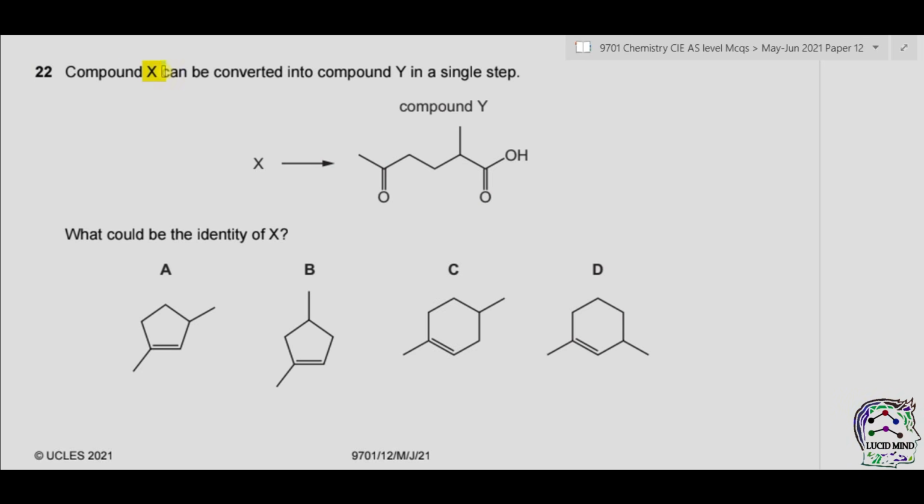Question 22. Compound X can be converted into compound Y in a single step. This is compound Y. We have a ketone. We have a carboxylic acid. What could be the identity of X? In the product we can see that we have a ketone on the second carbon, and we have a carboxylic acid on the first carbon.